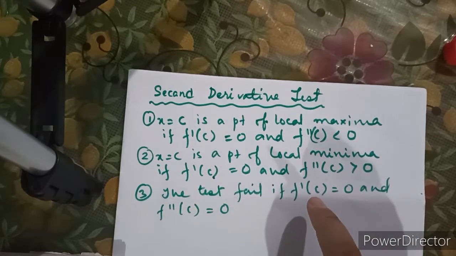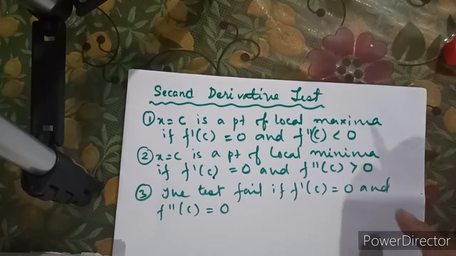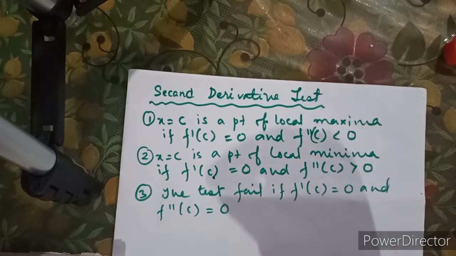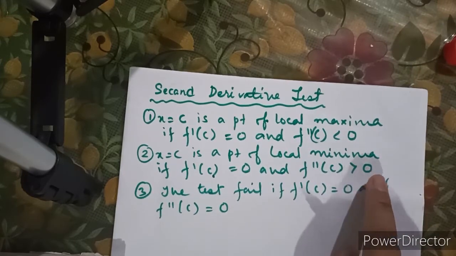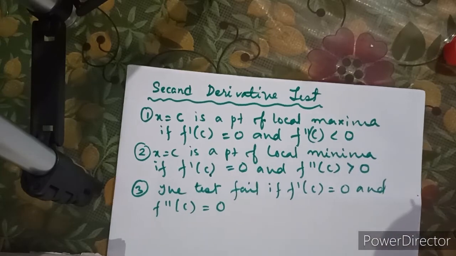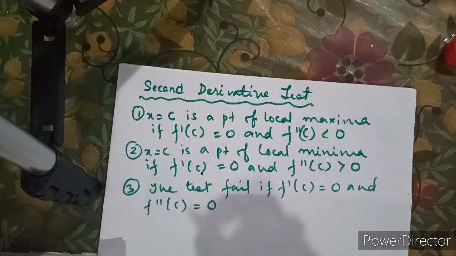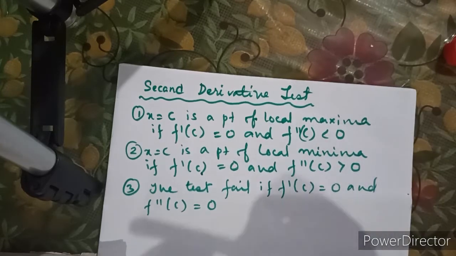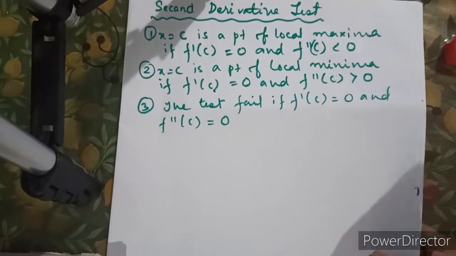After that, you have to find the second derivative of the same function, then put in the value and check whether it is greater than 0. If it is greater than 0, then the c point will be called the point of local minima. And the third case: the test fails if f dash c equals 0 and f double dash c is also 0.